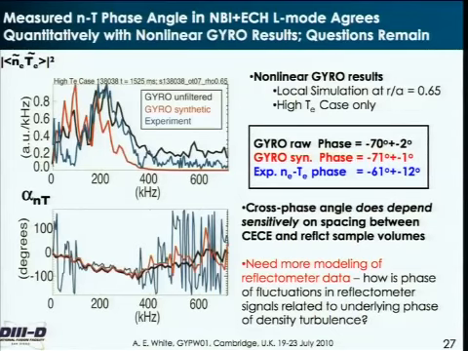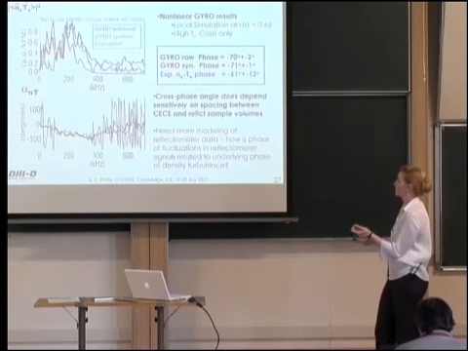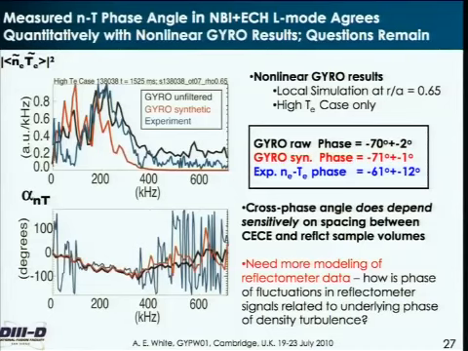But interestingly, although the shape of the spectrum predicted by gyro is very sensitive to the spot size that we use, which we know from our past experience with synthetic diagnostics, that makes sense. We don't, however, find that the phase angle is sensitive at all to the size of the sample volume that we use in the modeling. However, the cross phase angle will depend sensitively on the spacing between the CEC and the reflectometer sample volumes. So we can pick up errors there because our mapping is going to depend on the density profile for one. And also, we need more modeling of the reflectometer data to help us understand what's going on here.